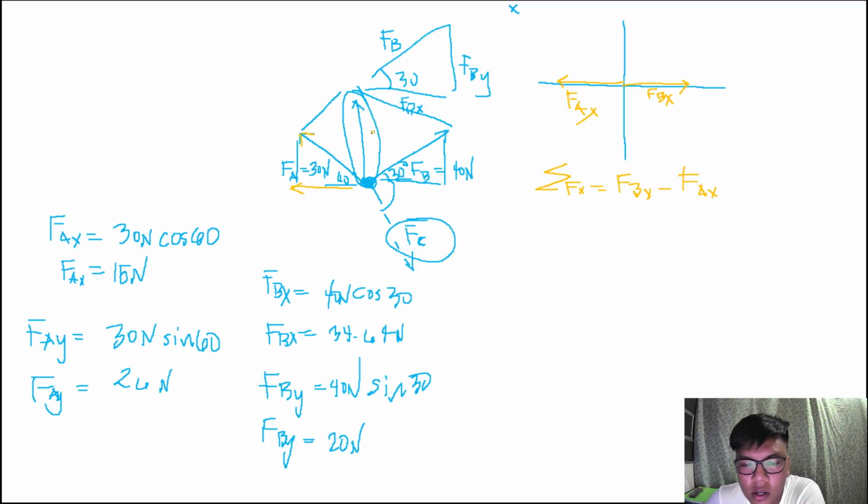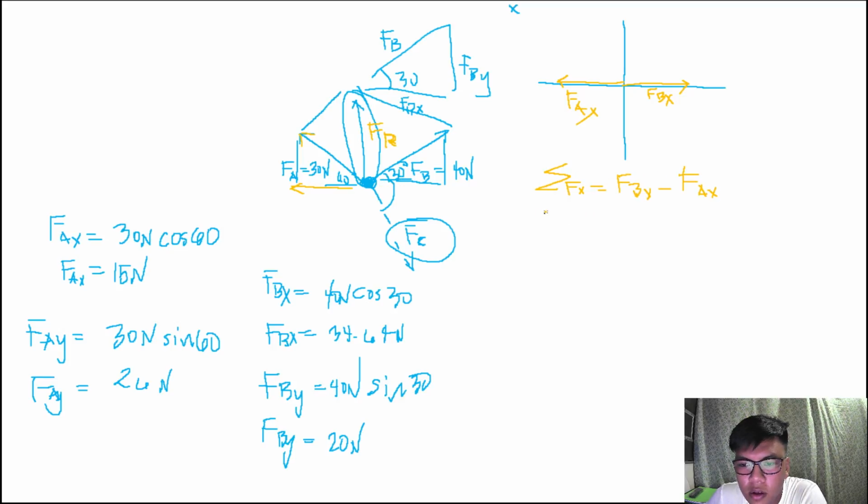Meron dalawang approach ng pagsasolve yan. Pwedeng kunin muna natin, kagaya na sinabi ko, yung resultant here, FR. Tapos, i-assume na lang natin na yun yung ating F sub C. Same magnitude, opposite lang ng direction. Kasi wala tayong given na angle here.